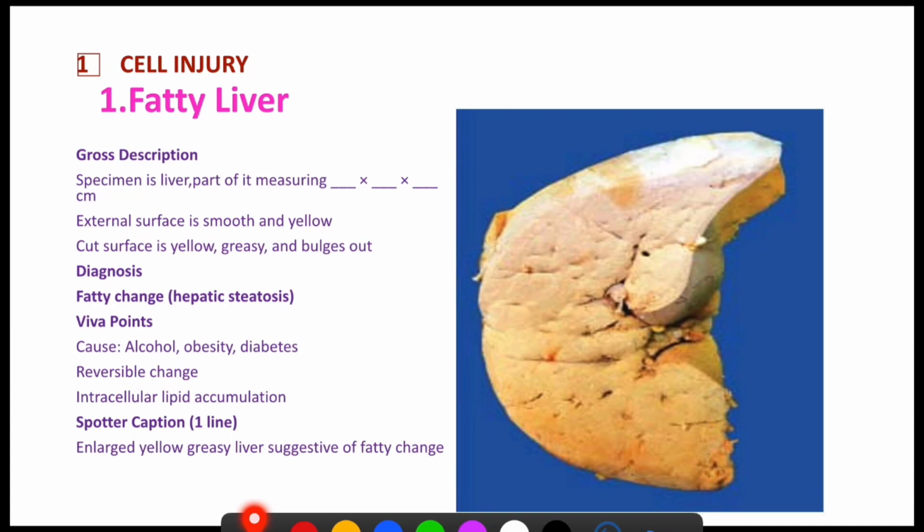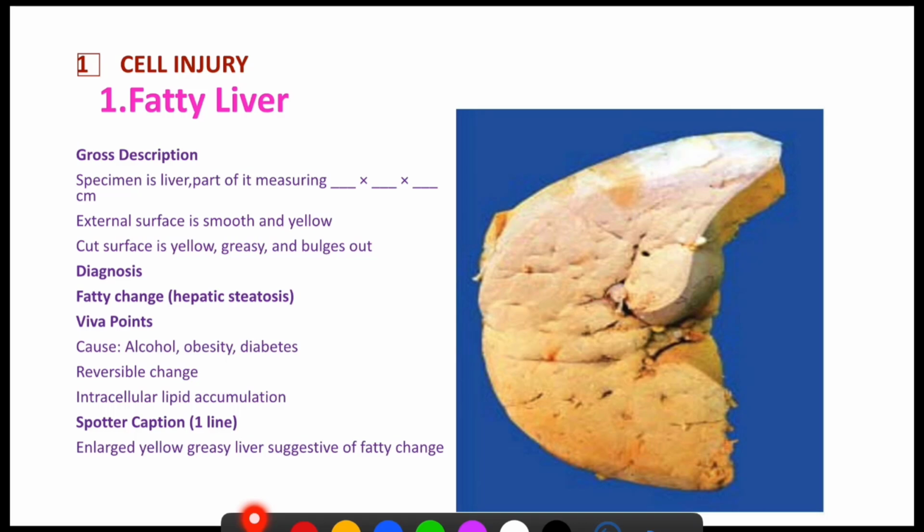We have to mention size in centimeters and in 3 dimensions. So this is the part of liver measuring so and so. External surface: if you have a specimen, you rotate the specimen from all sides and see whether you find any abnormality on the outer surface or any particular area. Now cut surface, it is yellow, greasy, bulging out, and this is the diagnosis of fatty change. So yellow, greasy surface, enlarged liver related to fatty change, or it is called hepatic steatosis.